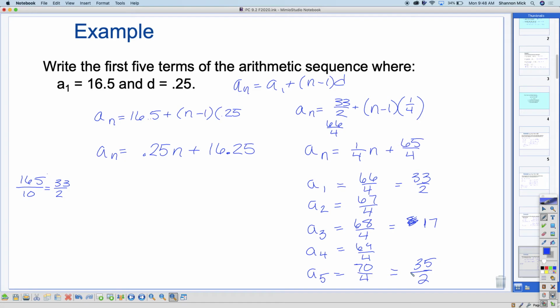Okay, so now this is a check. I didn't just write down what a sub 1 was. I put in the numbers, and did I get what I was supposed to? A sub 1 was 33 halves. Okay. I don't care if you do this in decimals or fractions, either one, but you're not going to have a calculator. Can you write the answers for that?